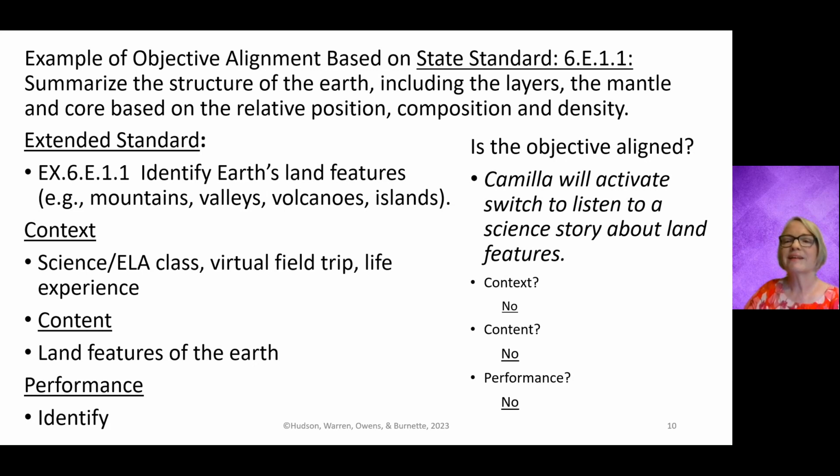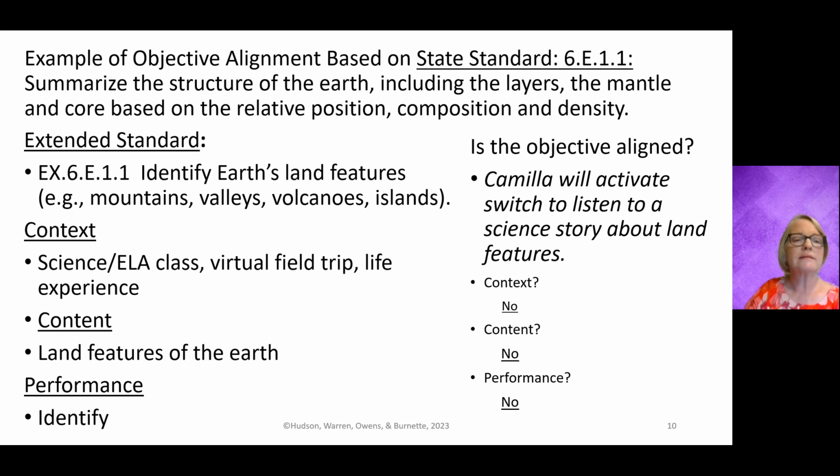All right. Next, we have the extended standard, and it's linked to the state standard, but less complex. For this example, extended standard 6E1.1 says that students will be able to identify the Earth's land features: mountains, valleys, volcanoes, and islands. All right. There are 3 pieces to the standard: the context, the content, and the performance.